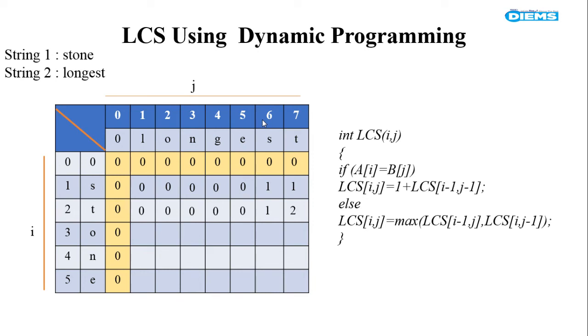Go for the next row. O. O with L, 0. O with O. Now see, both the characters are matching with each other. So it will be 1 plus 0.